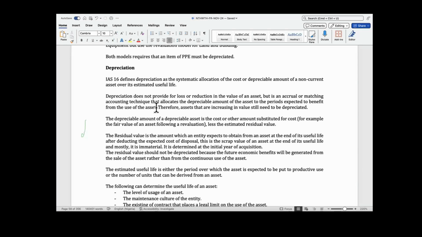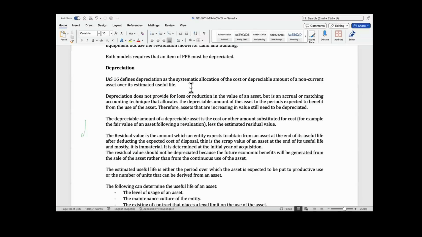So depreciation is just a matching or accrual accounting technique that we use to allocate the costs or depreciable amount of an asset over the period that is expected to benefit from the use of that asset. Okay, that is depreciation. Now, breaking it down further, we said depreciation is the systematic allocation of the cost or depreciable amount of an asset over its estimated useful life.